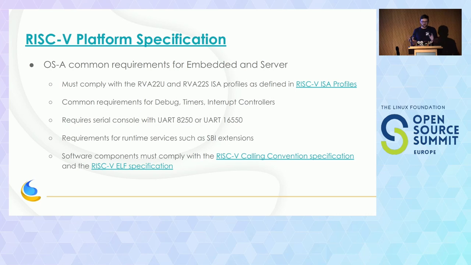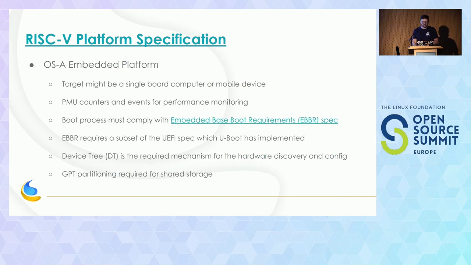So the common requirements between them is to use these profiles. I mentioned earlier there are these profiles in development. So you'll be able to say something like RVA22, which, you remember those different ISA extension letters, will specify a bunch of those different letters. So we won't have to list out all those different letters. We'll just say that this platform complies with RVA22, and then it'll tell you all the different ISA extensions that are required. There's also common requirements for things like debug and timer and interrupt controllers, like I was mentioning with the Advanced Interrupt Architecture, and it also talks about the calling conventions and ABI and those sorts of things.